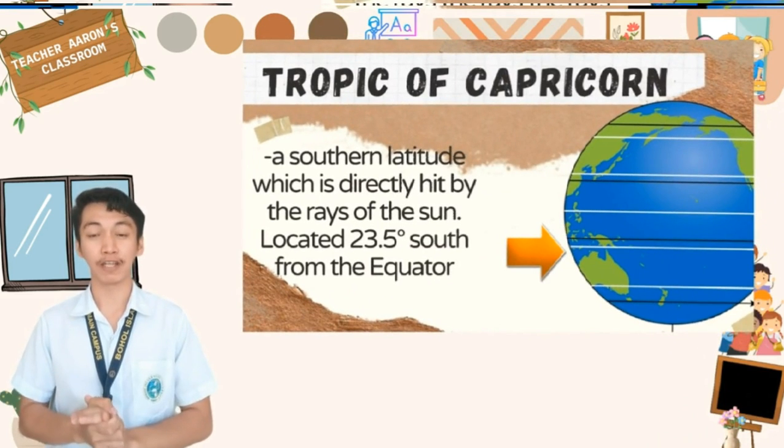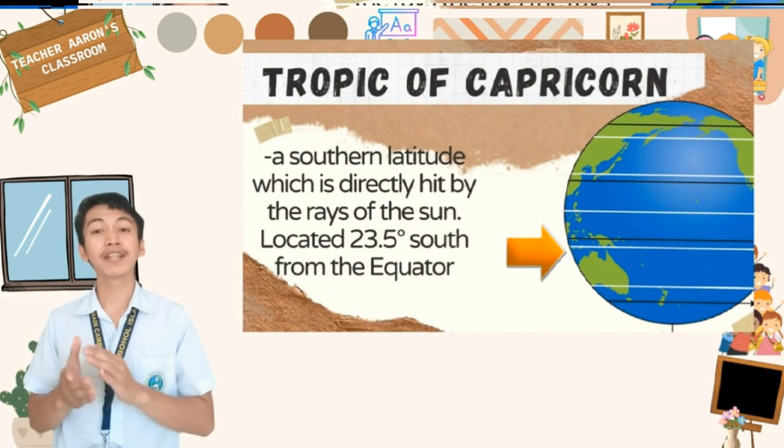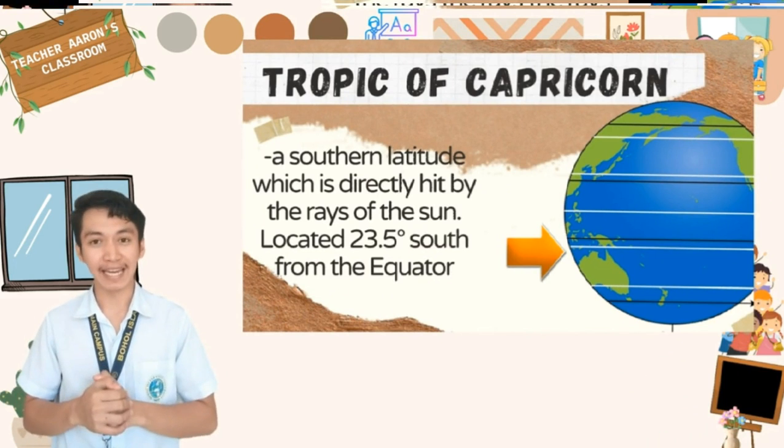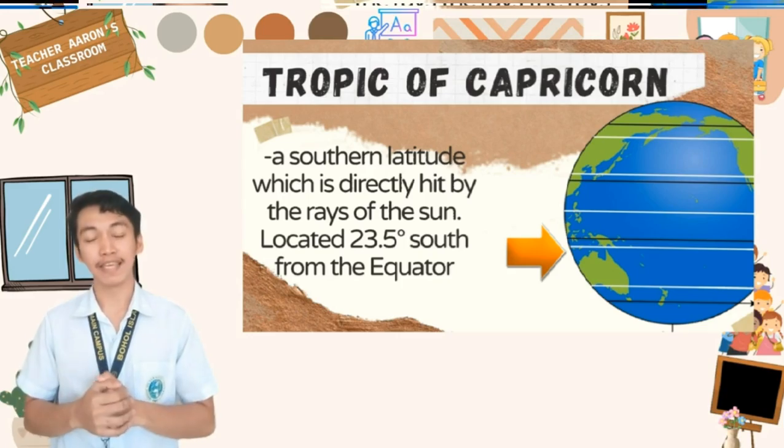Next is the Tropic of Capricorn. It is a southern latitude where the sun can directly appear overhead at noon. This is located at 23.5 degrees south of the equator.